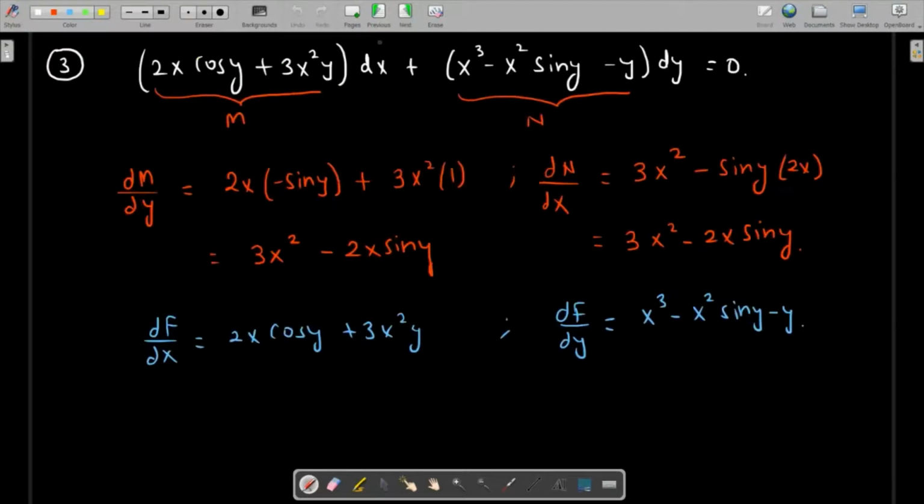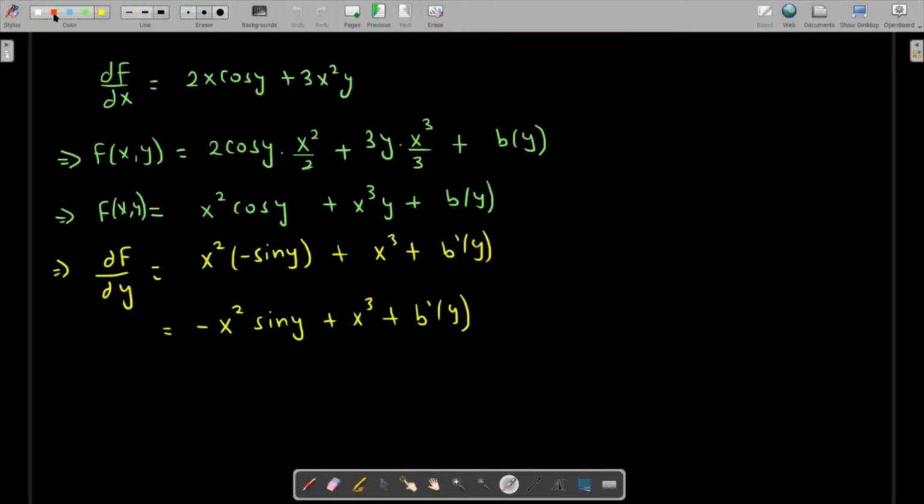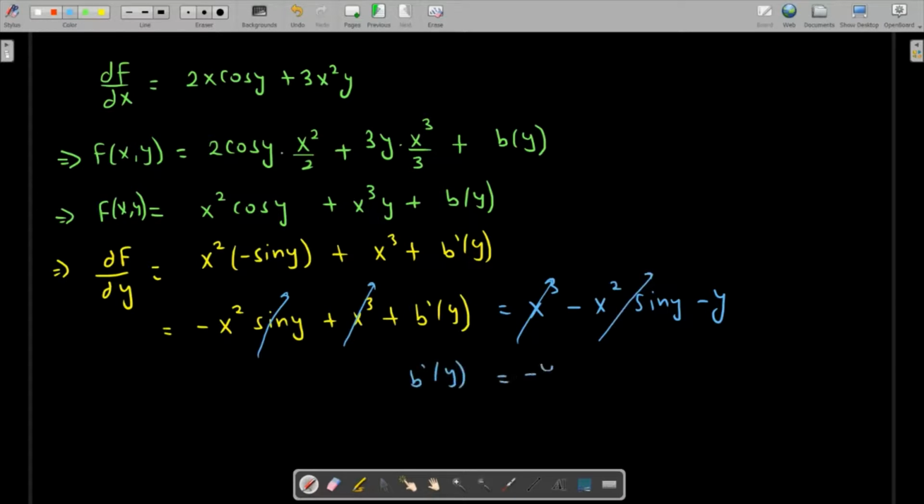Df over dy now should be equated to the expression which is over here, which is x cube minus x square sin y minus y. So this x cube and x cube get cancelled. Negative x square sin y and negative x square sin y get cancelled. So we are left with b dash y is equal to negative y. And if we integrate both sides, the value of b(y) comes as negative y square over 2 plus a constant of integration c1. Now, since we got the value of b(y), let's plug that in over here and get the final function.